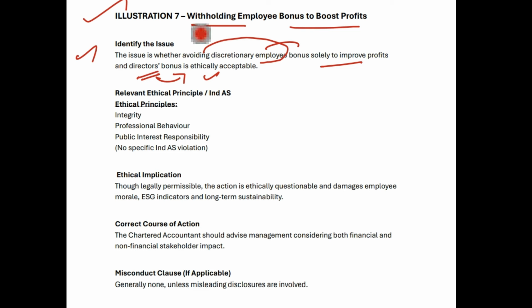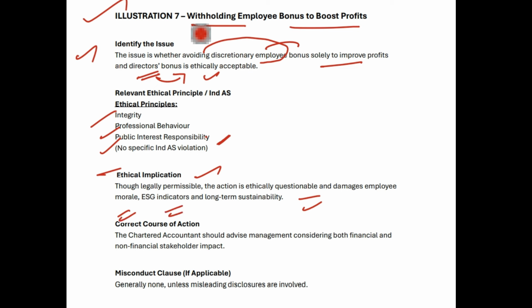So here again, integrity, professional behavior and public interest responsibility is being violated. You are not being responsible to the public. Now, ethical implication. Though legally permissible, you can avoid paying the employees a bonus, that is up to you. But the problem is that it is ethically questionable and damages the employee morale.